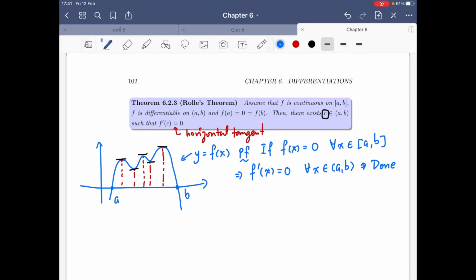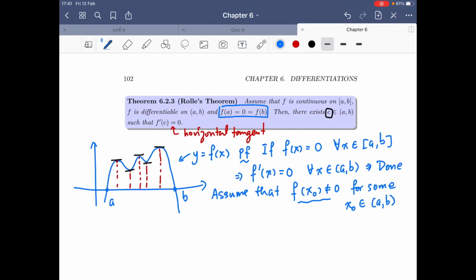Okay, so let us assume that your f is not 0 at some point x0 in this domain, and we want it to be inside, because don't forget that another assumption is that the left hand side and the right hand side, the value of the function f is 0 already. That's the assumption, right? So because your f is not 0, we actually got two cases.